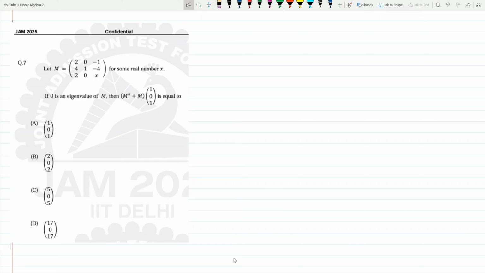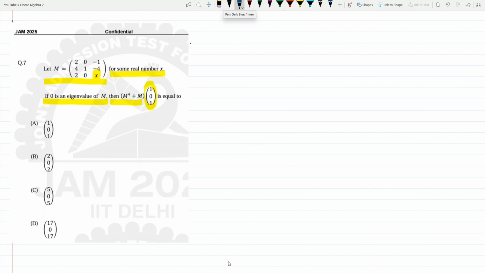We have been seeing a lot on eigenvalues and eigenvectors, and today we are going to see one of the problems which was asked in IIT JAM 2025. Let's get started. The question is of eigenvalues and eigenvectors. It states that we are given a matrix capital M which has an unknown x, and x is some real number. Further, if 0 is an eigenvalue of M, then M raised to 4 plus M times this vector (1, 0, 1) is equal to, and we are given 4 options. Let's see how we can deal with this problem.